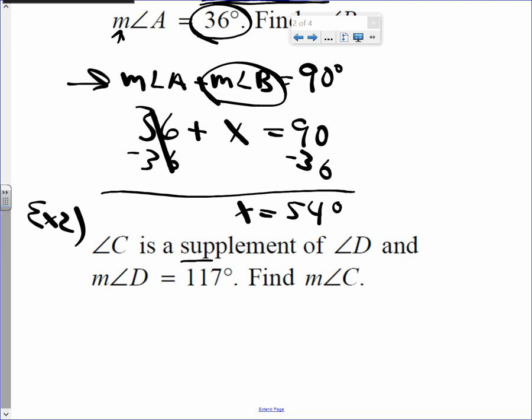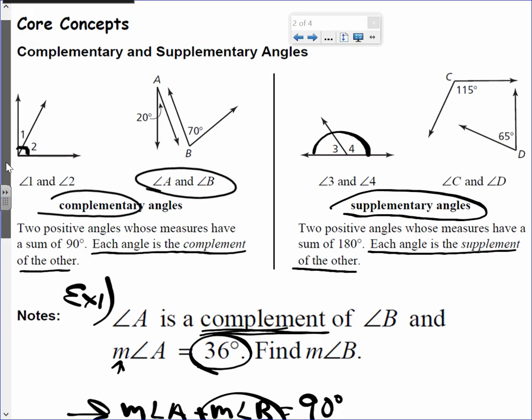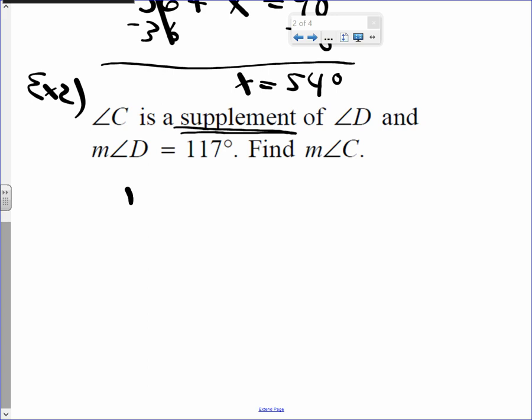What does supplementary mean, though? Soto, Sedona, what does supplementary mean? If C is a supplement of D, what does that mean? Just that word itself, supplement. Angles that add up to be 180. So I know just by that sheer word and sheer logical thinking that, watch this, the measure of angle C plus the measure of angle D equals 180 degrees. Just that word alone tells me everything I need to know.